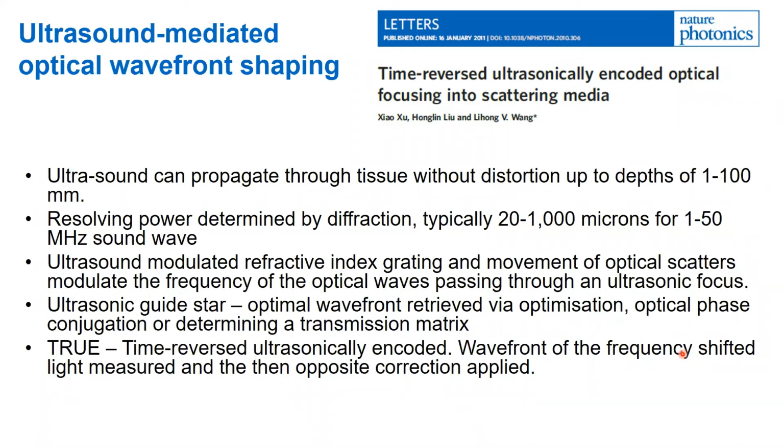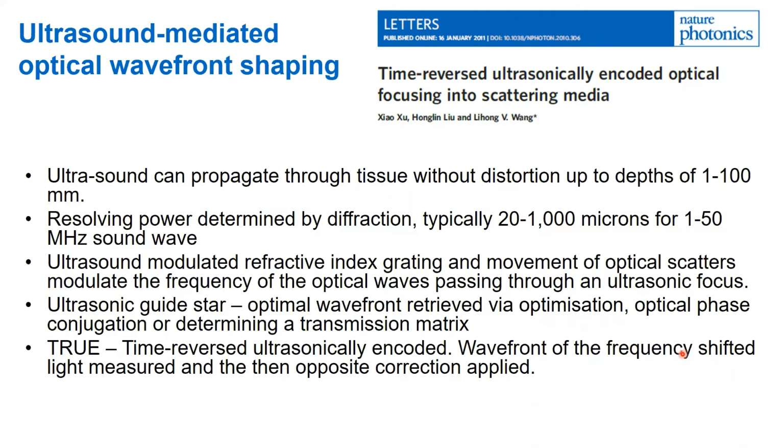The ultrasound can propagate through the tissue without distortion up to depths of about 100 millimeters. Its resolving power is also determined by diffraction, and because it has a different frequency to that of light, the resolving power of ultrasound isn't anywhere near as good. It varies from about 20 to about 1,000 microns depending on the frequency of the sound wave that you're looking at.